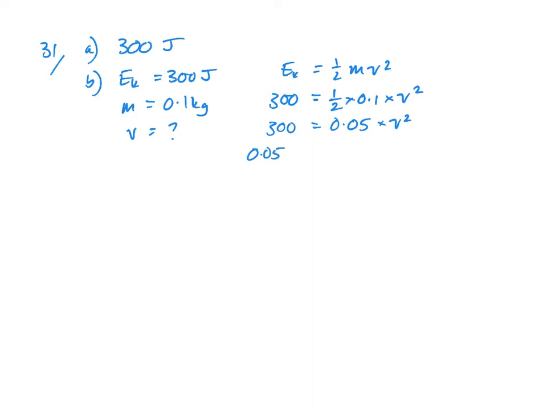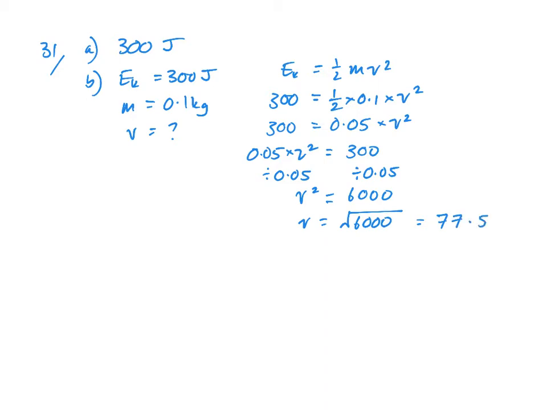Get what you're trying to work out onto the left hand side. So 0.05 times v squared equals 300. And then get v squared on its own. We'll worry about getting v in a second. So v squared is 300 divided by 0.05. Calculator out, that is 6,000. And therefore v is the square root of 6,000. Calculator once again. And there's our answer for B.